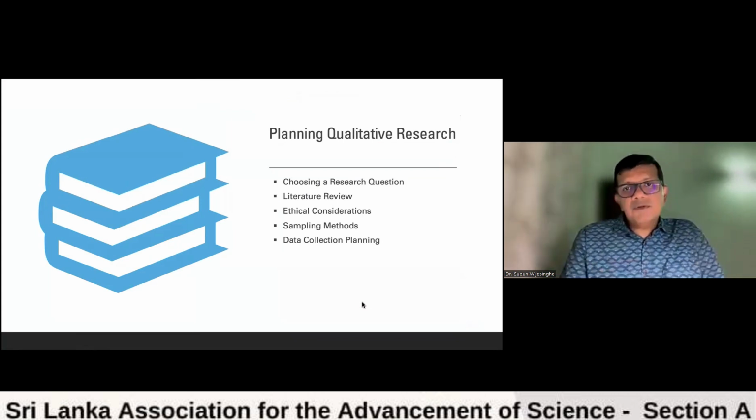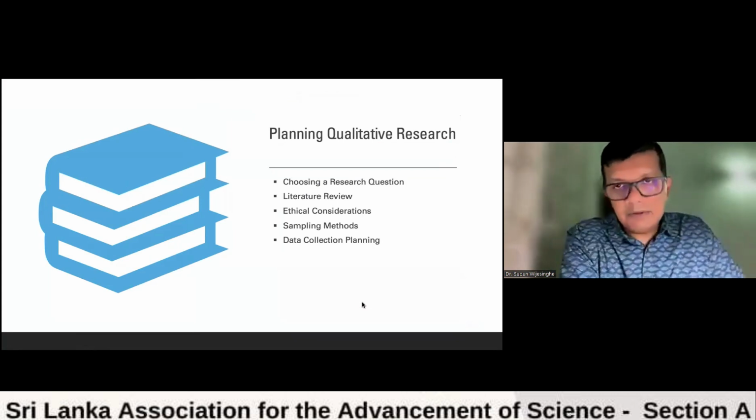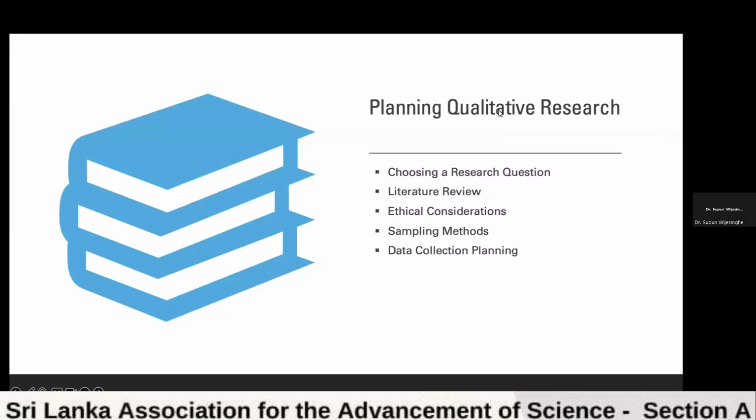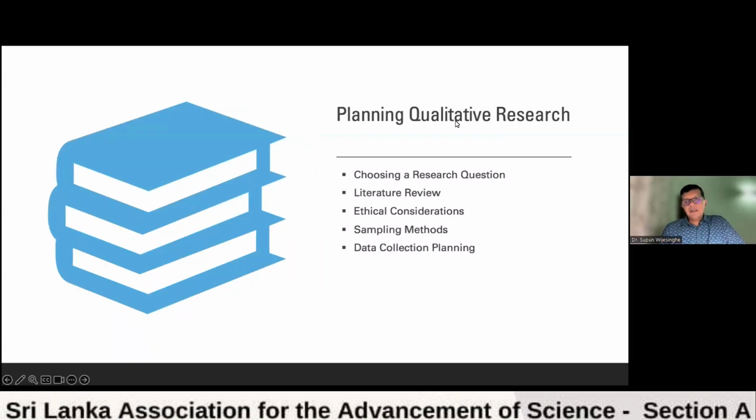So if you're interested in doing qualitative research, you have to plan it, how to do it. You have to choose the research question first, and then, for qualitative research, the things that you have to consider. Number one is choosing a research question, number two is your literature review, then ethical considerations, and then sampling, which is quite important.